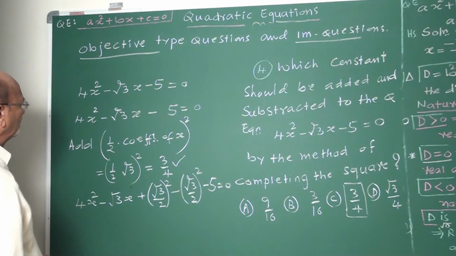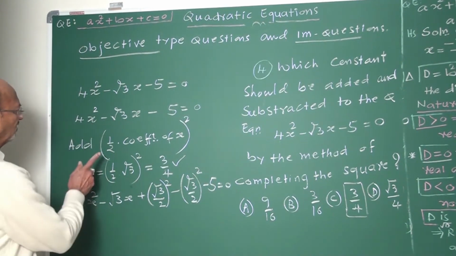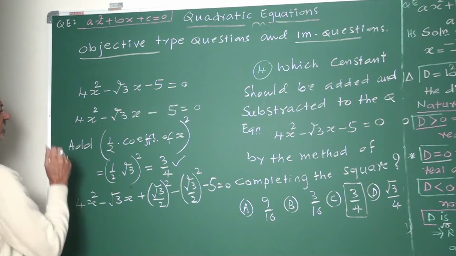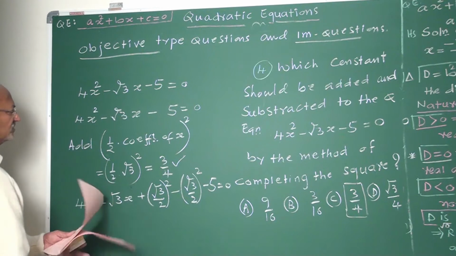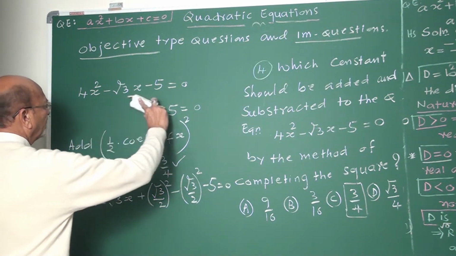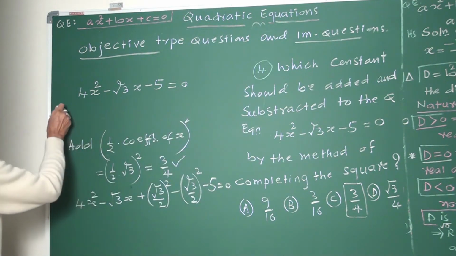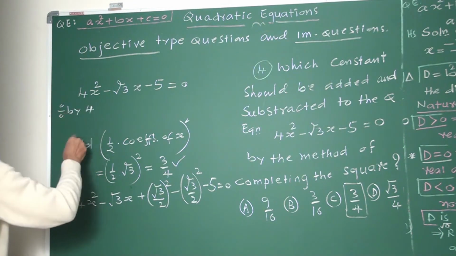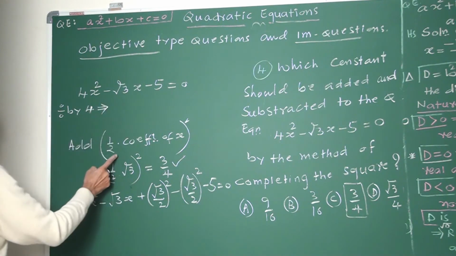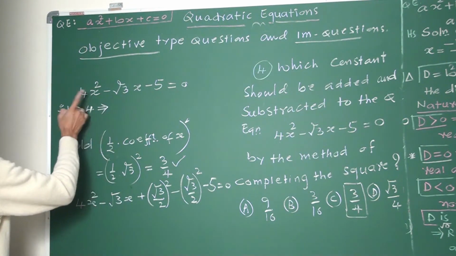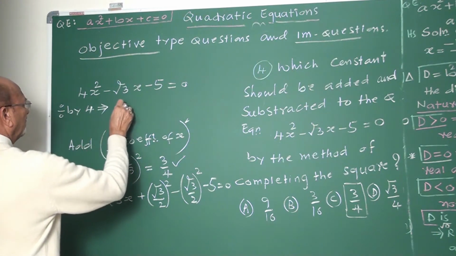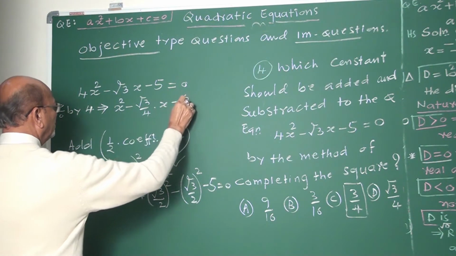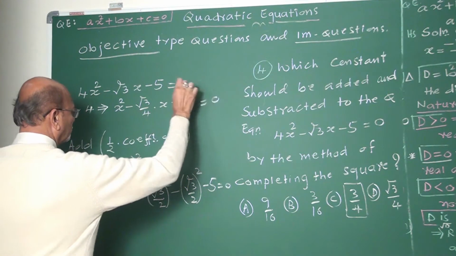Yes, my friend, we have done one mistake. What is the mistake? While writing this step, you must see that the coefficient of x square must be 1. That we have not done here. You must divide by 4. See, my friends, the mistake. Writing this step, the coefficient of x square must be 1. So it is x square minus root 3 by 4 into x minus 5 by 4 equal to 10.